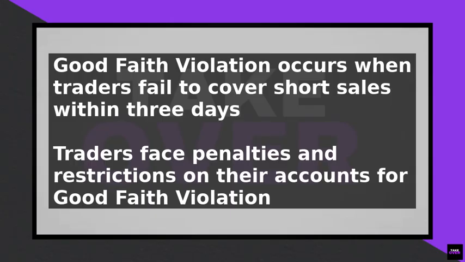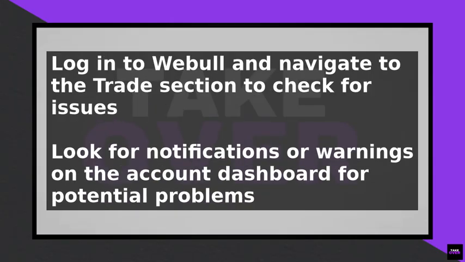First, log into your Webull account and navigate to the trade section. From there, locate the short sale position you want to check for good faith violation. Webull typically flags accounts with potential GFV issues, so look for any notifications or warnings on your account dashboard. Next, review the trade details to confirm if the position is indeed at risk of GFV.